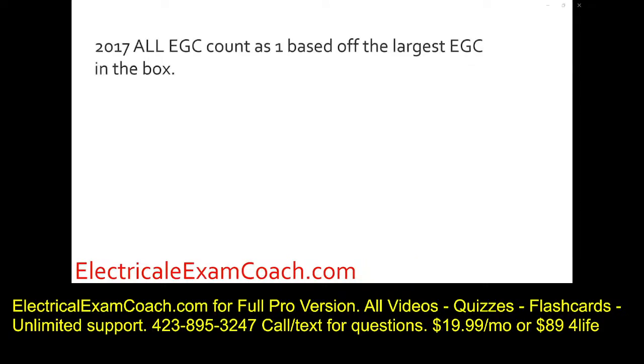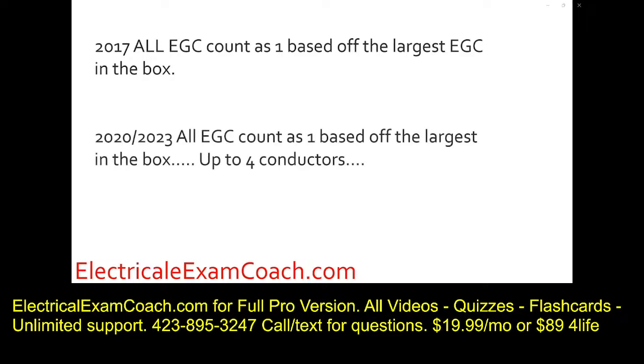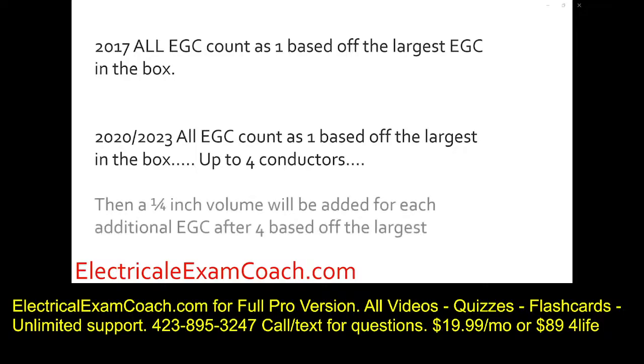Now let's deal with equipment grounding conductors. In the 2017, all equipment grounding conductors just count as 1 based off the largest conductor in the box. 2020 and later, all equipment grounding conductors count as 1 based off the largest conductor in the box up to 4 conductors. So 4 conductors and under count as 1 total. But when you have over 4, there's going to be a 1/4 inch volume increase that's going to be added for each additional equipment grounding conductor after 4. I'm going to teach you how to do it one step at a time.